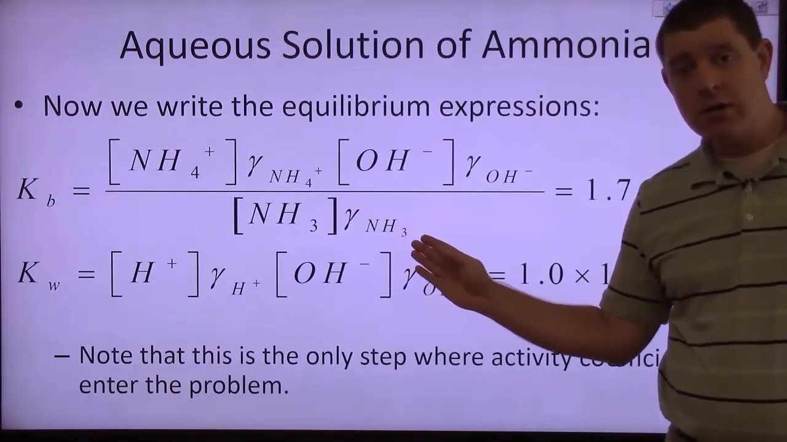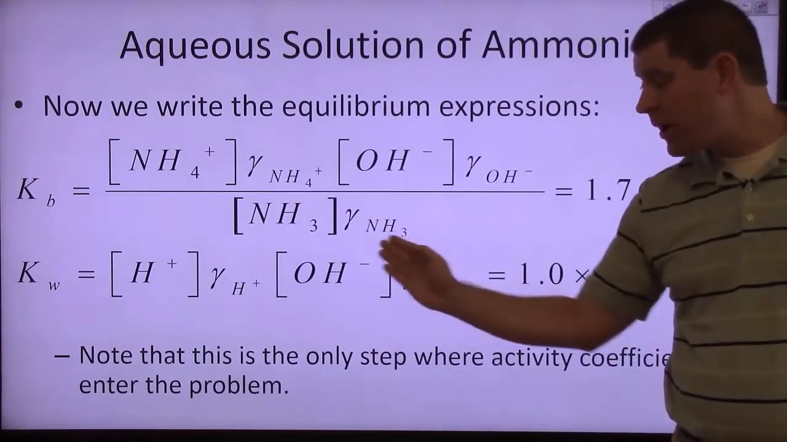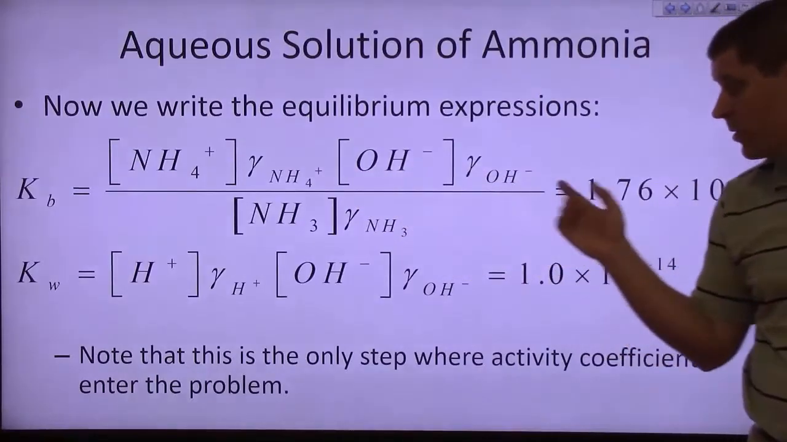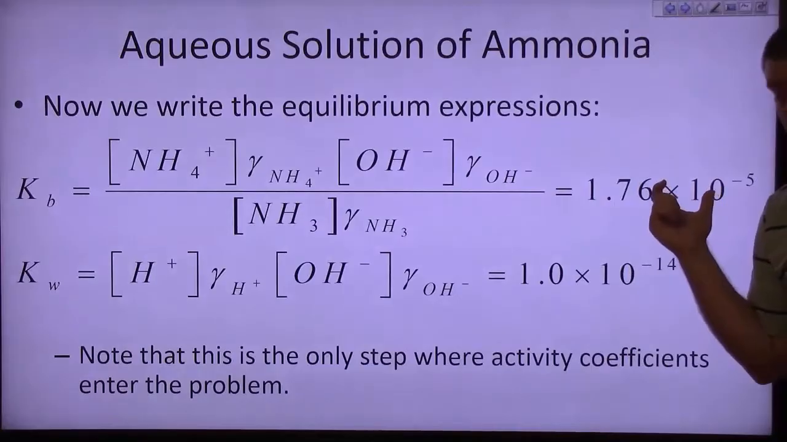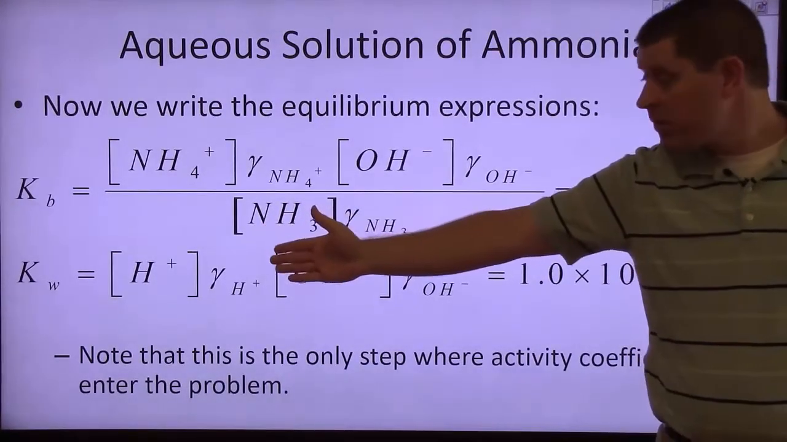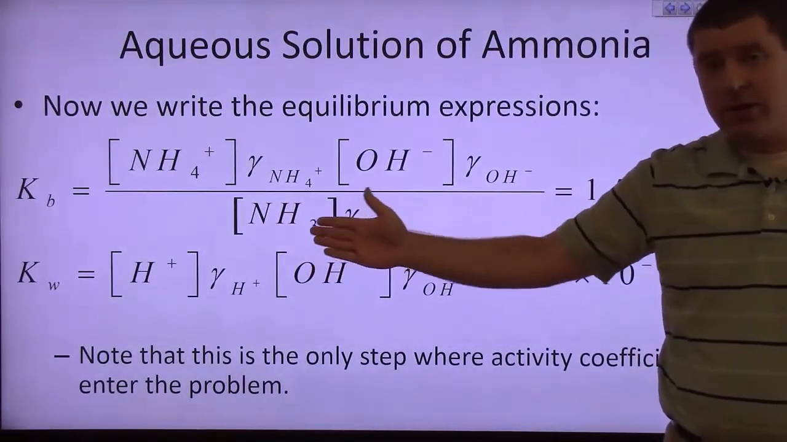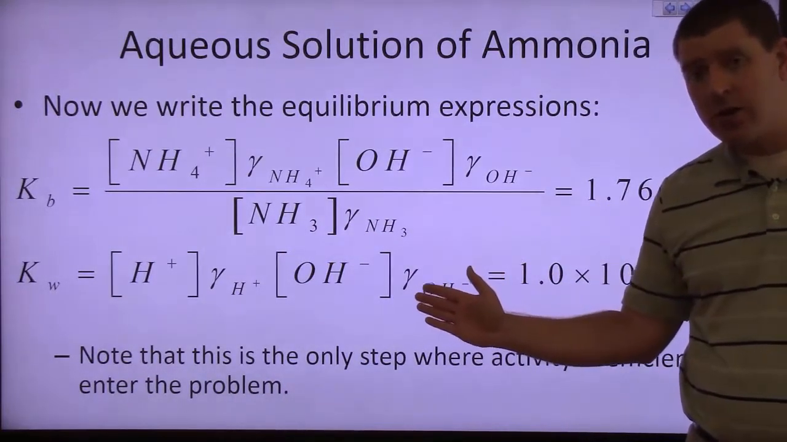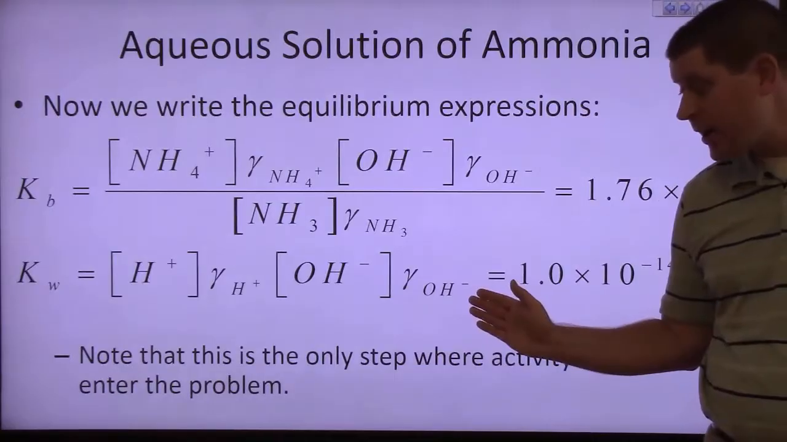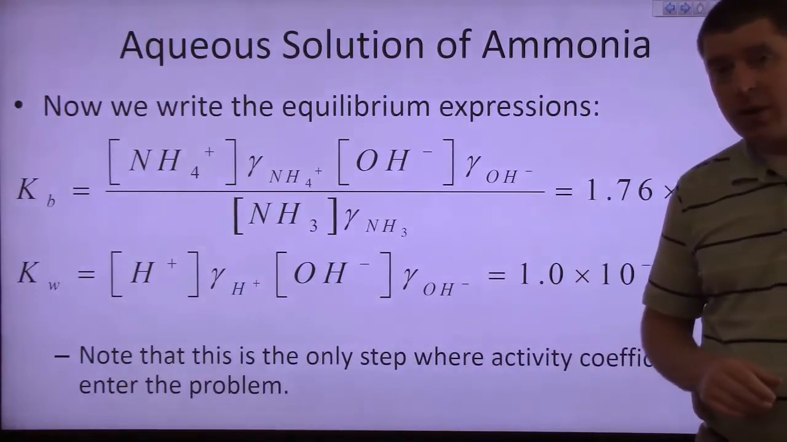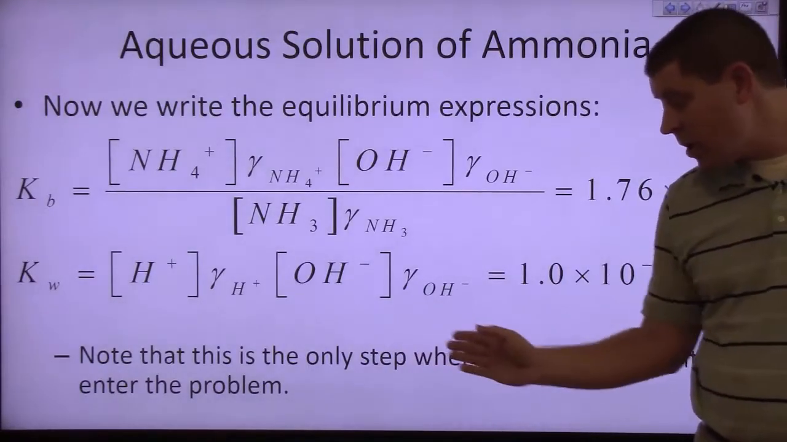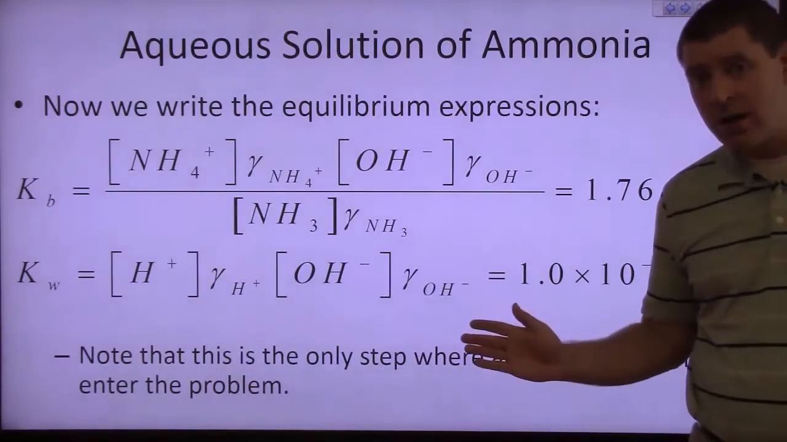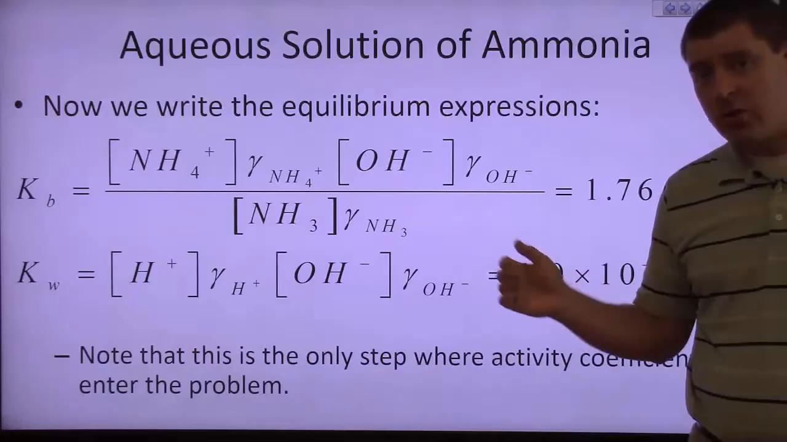Now we know ammonia is not charged, so we can approximate this activity coefficient for ammonia as 1. We know that that value is equal to 1.76 times 10 to the minus 5. And then we have our Kw is equal to the hydrogen ion concentration times the activity coefficient for hydrogen ion times the hydroxide ion concentration times the activity coefficient for hydroxide ion, which is then equal to 1.0 times 10 to the minus 14. And note that this is the only step where the activity coefficients enter the problem. They're not there in the mass balance or the charge balance.